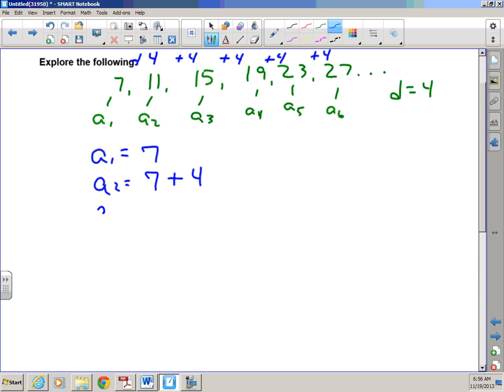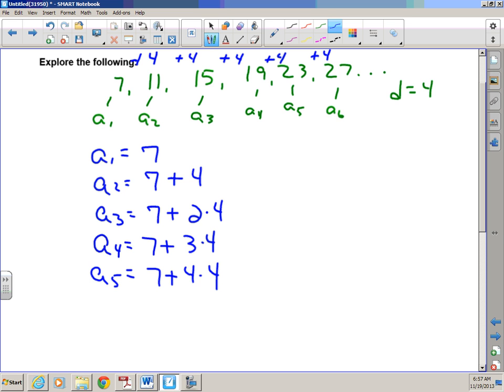Now, what's A3? It's 7 plus how many 4s? 2 of them. So it's 7 plus 2 times 4, right? What is A sub 4? It's 7 plus how many 4s now? 3 times 4. Hopefully you're going to see where we're going with this. And A sub 6.